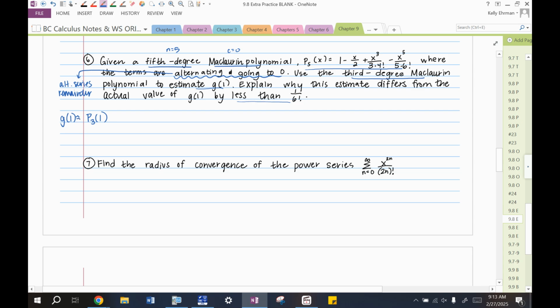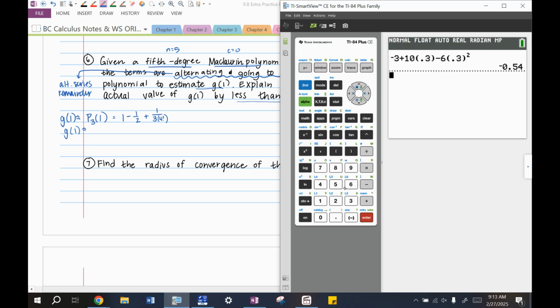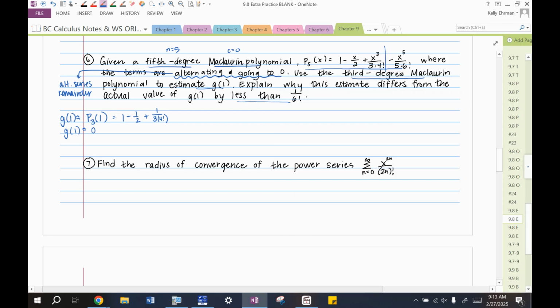All right, so that means instead of using P5, cut it off at P3. So that would be equal to 1 minus 1/2 plus 1 to the third over 3 times 4 factorial. So let's see what g of 1 is approximately equal to. So 1 minus 1/2 is 1/2 plus 1 over 3 times 4 factorial, which is 24. So I'm going to write all of that down, 0.5138 repeating.